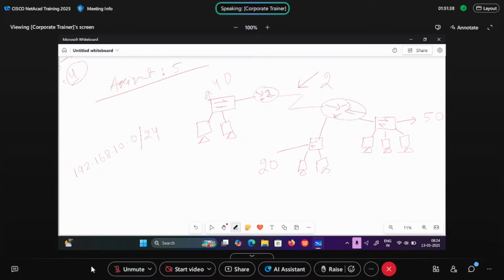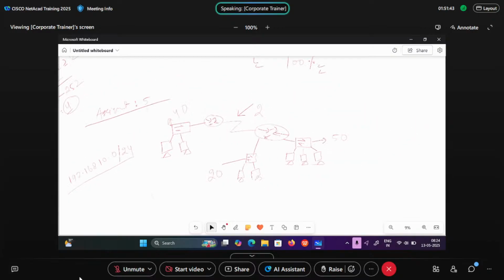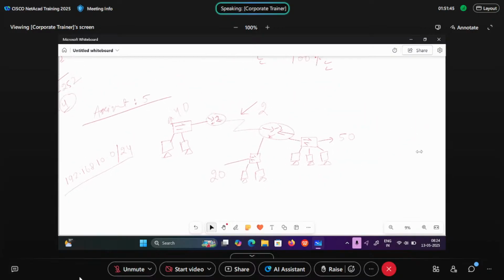192.168.10.0/24. This is our network ID, and your scenario is that you have to configure 40 hosts for this switch, and 2 hosts for this link between router to router, and here 20 hosts you have to configure. This side you have to configure 40 hosts. Okay, that's all. In total we have 4 networks and 4 conditions.